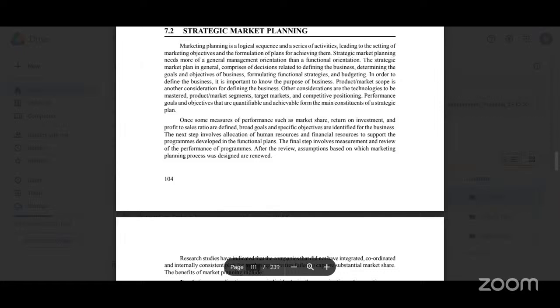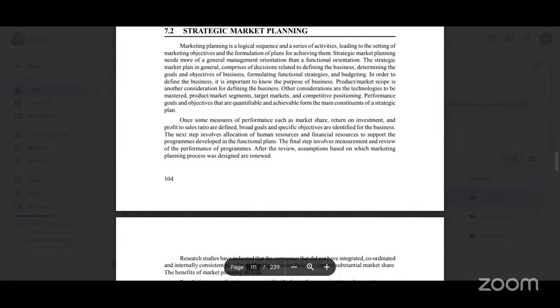In order to define the business, it's also important to know the purpose of business. Why are we in that business? Why not in some other business? What is it about this business that will help us to capture the maximum market that is possible and be able to take leverage on the opportunities that are available?